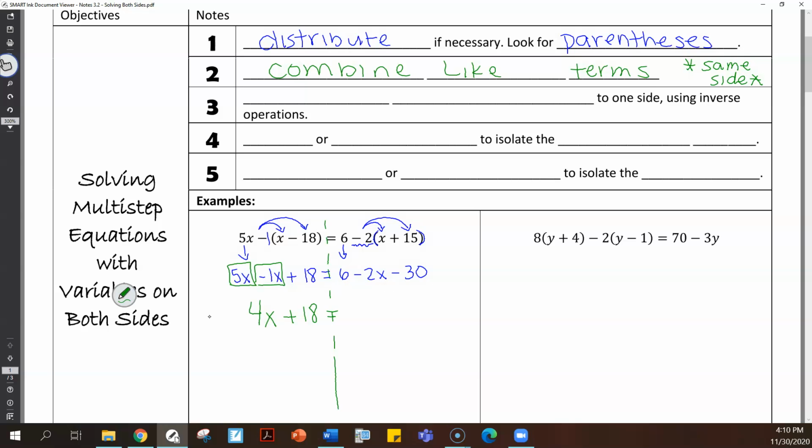6 can be combined with -30. I like to do my variables first, so I'm going to look at -2x. There's no other x's, so I'm going to bring down -2x. But it's okay if you put your constants first too. So 6 and -30 can go together. 6 plus -30 is -24.